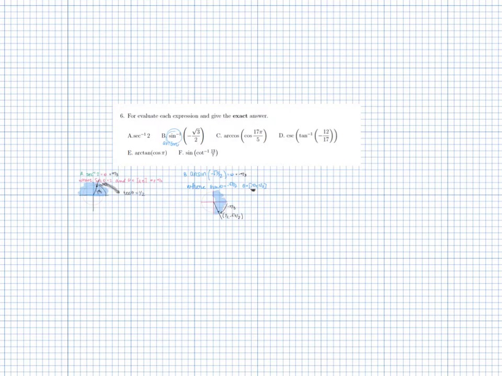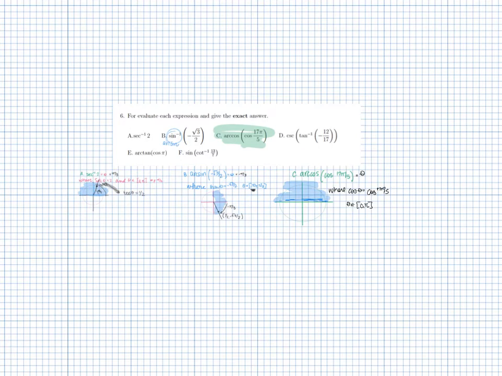Now we can look at part C right here. So this is the next one that we're going to work out. I've gone ahead and sketched in our unit circle so that we can figure out exactly how we're going to solve this. So remember that the arc cosine is going to give us some theta, where the cosine of theta is equal to the cosine of 17 pi over 5. But theta has to be in this interval from 0 to pi. So that is the top part of our circle here.